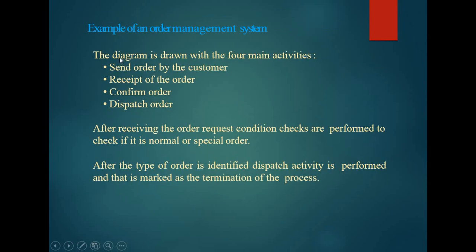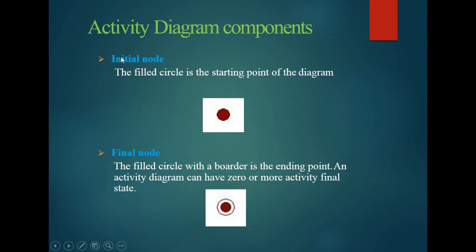For it, we will have some components. To initialize our activity diagram, we will need an initial node, and this filled circle will denote our starting point or our initial point of our activity diagram. If we are ending at some point, our final node will be described by this type of node, means a filled circle with another circle around it.